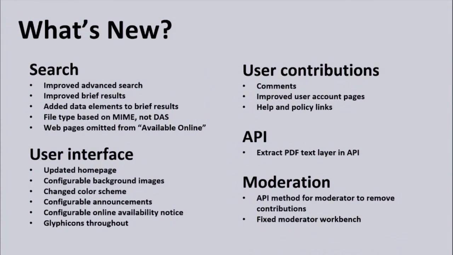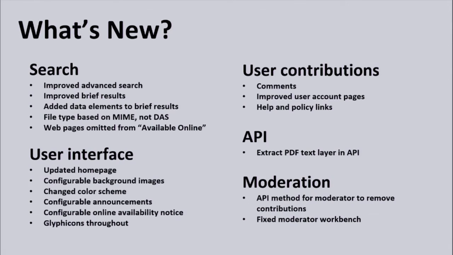So what's new about our newest version? Well, basically the major changes affect 5 areas. Those include search, user interface, user contributions, API, and moderation. For search, we've basically vastly improved the advanced search. We also improved the brief results of the search. We've added some additional data elements to the brief search to make it more apparent as to what you're looking at. We've improved the basis of the file types.